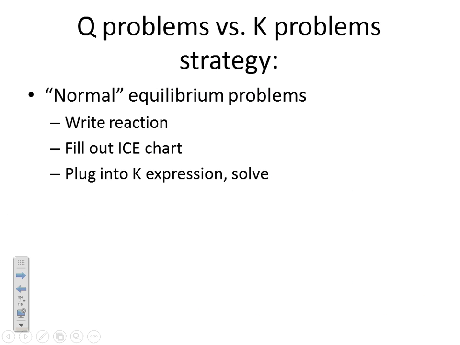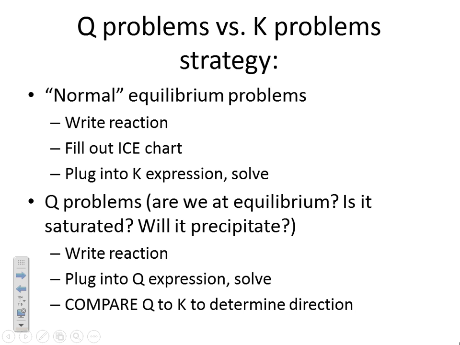Now, how do you do a Q problem versus how do you do a K problem in terms of calculation? Well, in a K problem, an equilibrium problem, we've seen this before, you write a reaction, you fill out a nice chart, you plug into the K expression and you solve, because you know you're at equilibrium. In a Q problem, which will contain such code words, by the way, as "are we at equilibrium?"